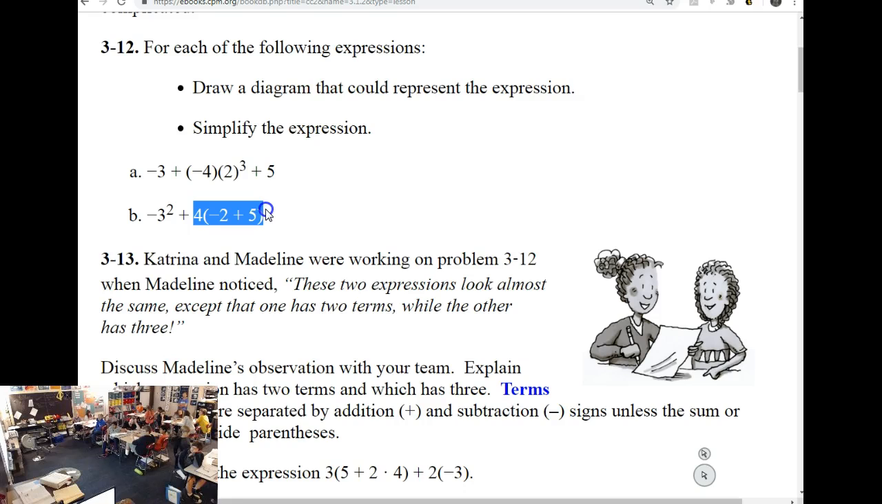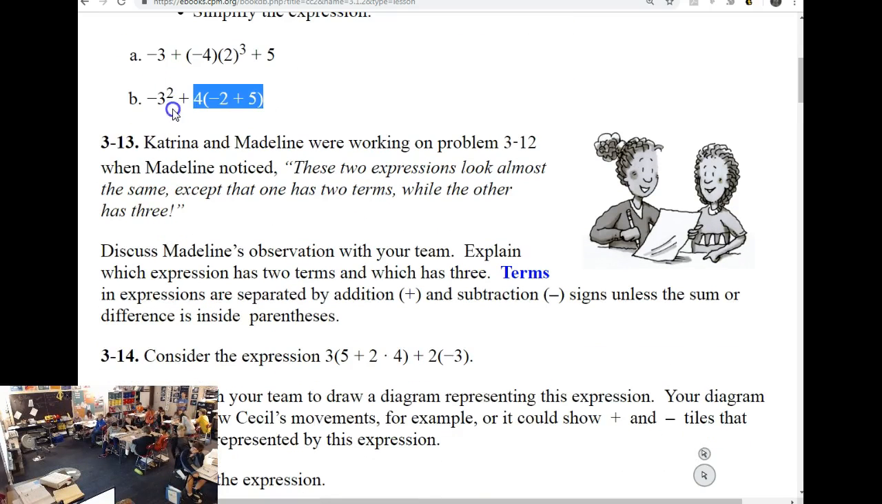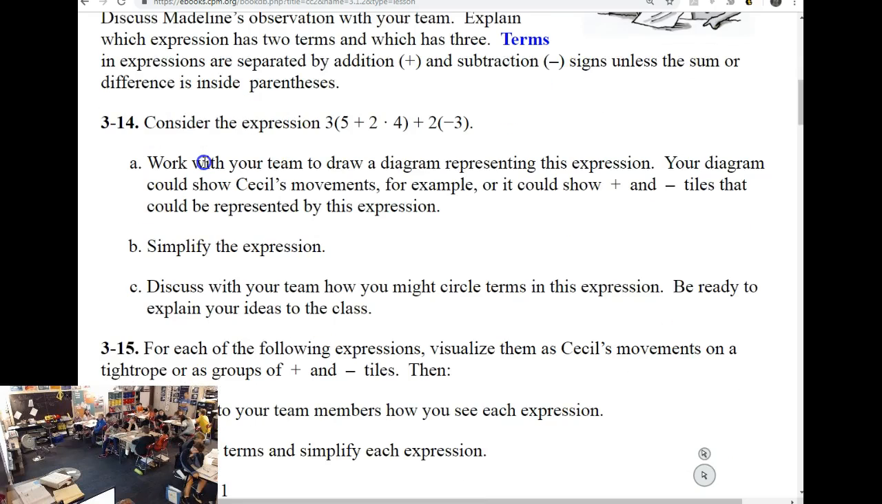So one thing Madeline noticed was, this actually only has 2 terms, the -3 squared, and then this whole thing. Whereas up here, we have 3 different terms, the -3, the center term, all of this counts as one term, and then the 5. So that's the biggest difference that Madeline noticed between those. So here in 14, how many terms do we have?